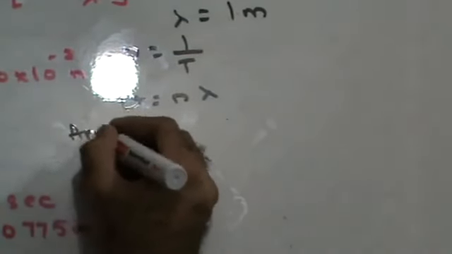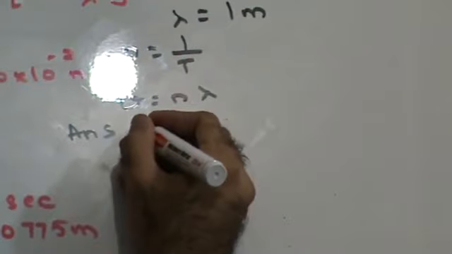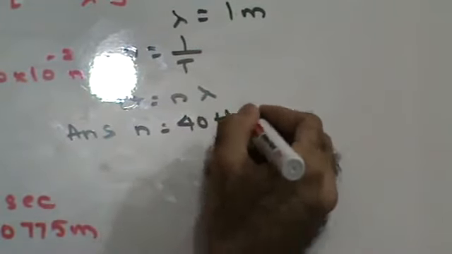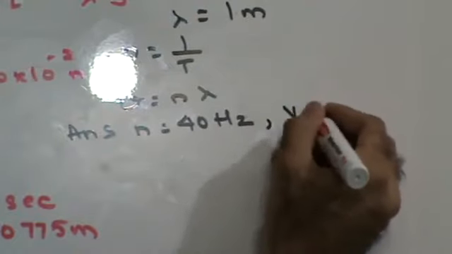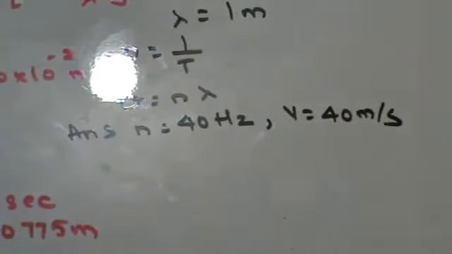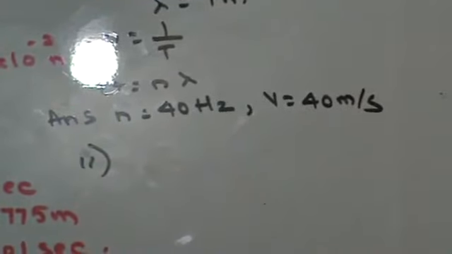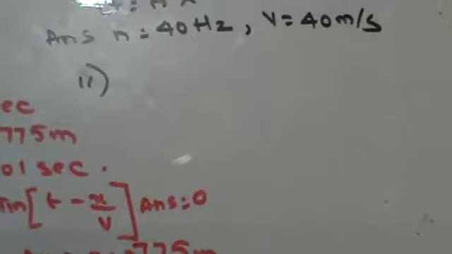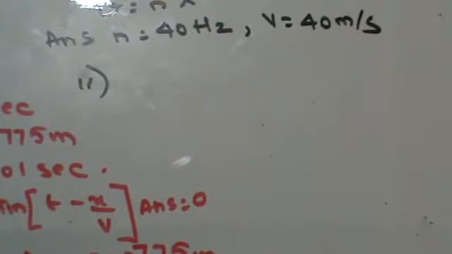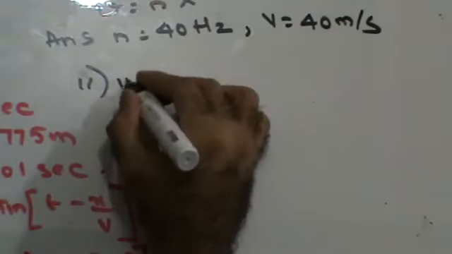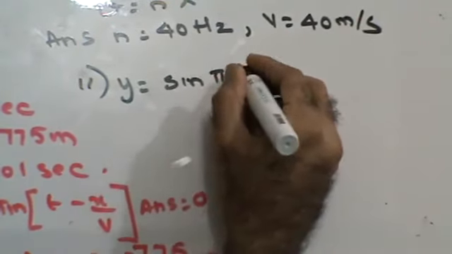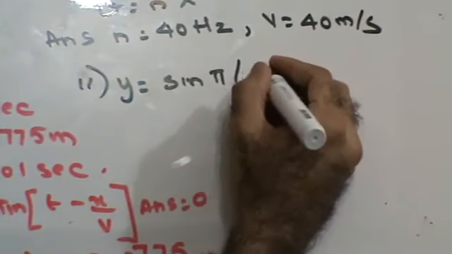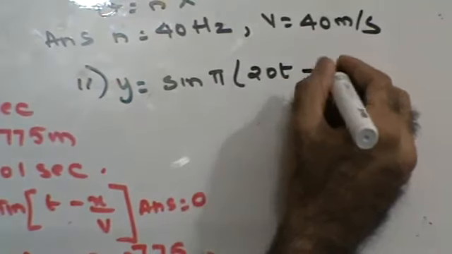The answer for this sum should be: amplitude, we've already found out. Time period I found out. Frequency should be 40 hertz, and wavelength I've already found out. Velocity should be 40 meters per second. Next, take on the next one please. The equation of a progressive wave is given by y is equal to sine pi (20t minus 4x).